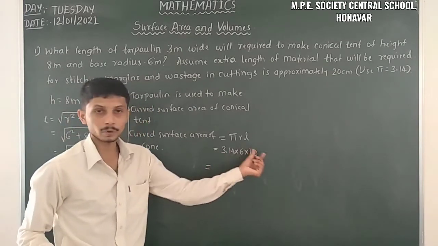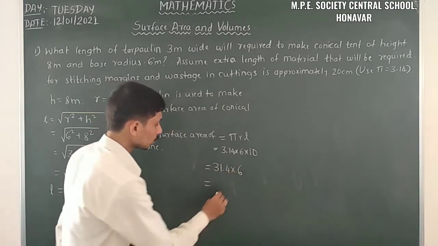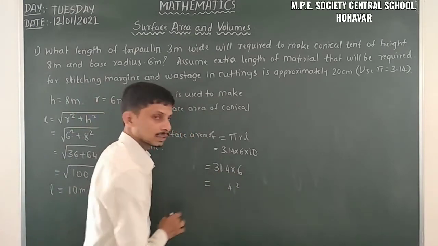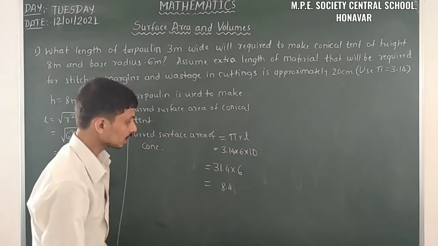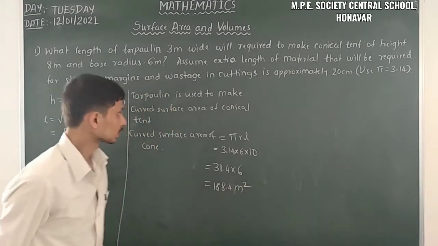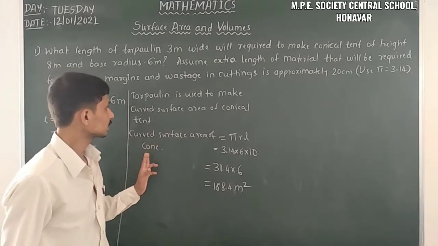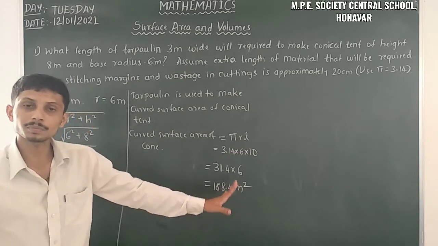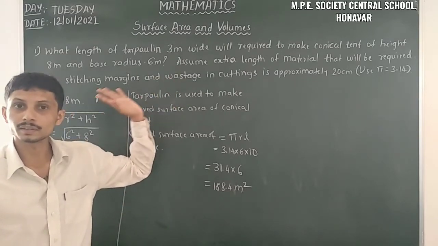Here I will multiply 3.14 into 10, so we have 31.4 into 6. 6 into 4 is 24, we have 2 carried, and 6 into 1 is 6 plus 2 is 8, and here we have the decimal point, and 6 into 3 is 18. So 188.4. Is it meter or meter square? It is meter square. So here we found the curved surface area of the cone. That means 188.4 meter square of tarpaulin is required to make the conical tent.